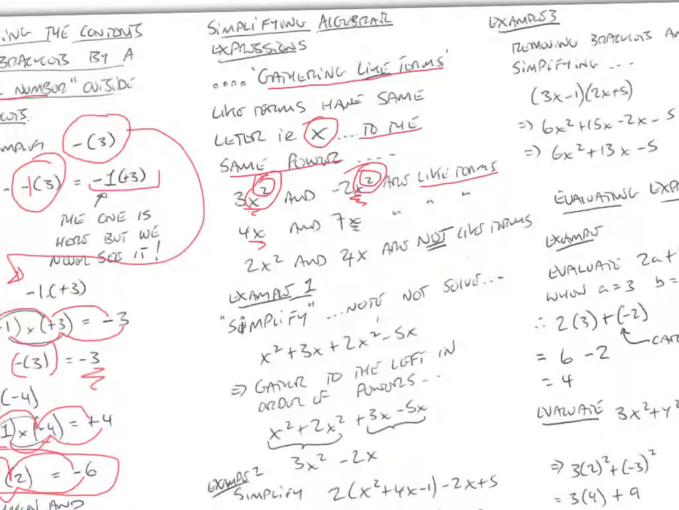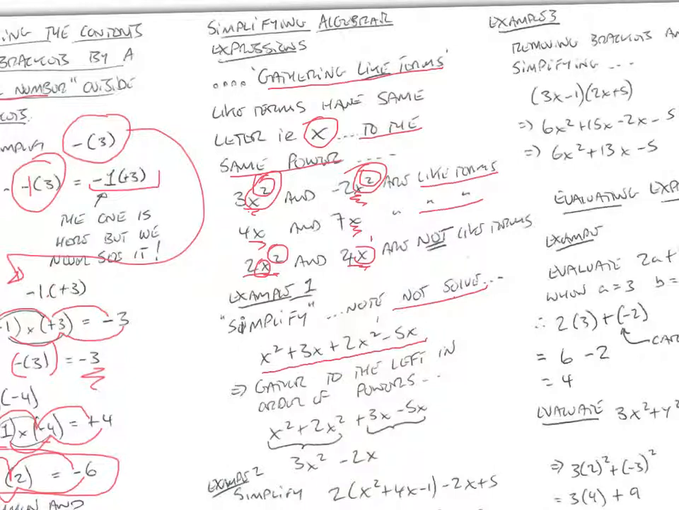4x and 7x, they are like terms as well. 2x squared and 4x are not like terms. We won't be gathering these together because although the letter is the same, they don't have the same power. So here's an example. Simplify. It doesn't say solve, so note that. Normally when it says solve, you're finding a value for x, x is 3 or whatever. But just simplify. So simplify x squared plus 3x plus 2x squared minus 5x.